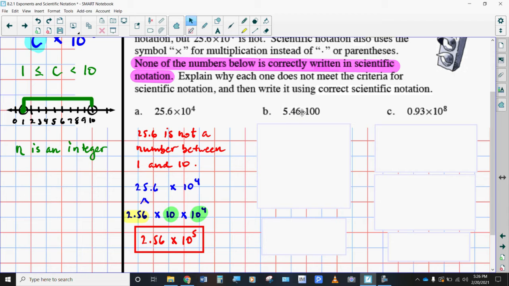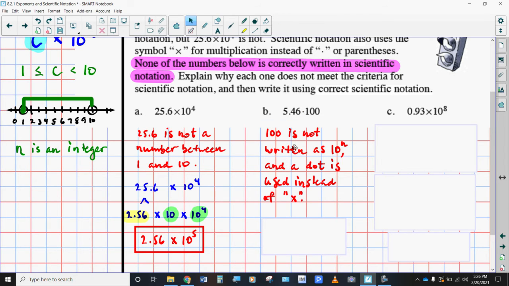Two different problems happening here. First of all, we don't like having the 100 there. We want that to be a power of 10 written in exponent form, or 10 to the nth power. So that should become a 10 to the second power. And also, they're using the dot. This is what I fixed, instead of the multiplication x symbol. So we want to change both of those. And so it's going to end up looking like 5.46 times 10 to the second power.